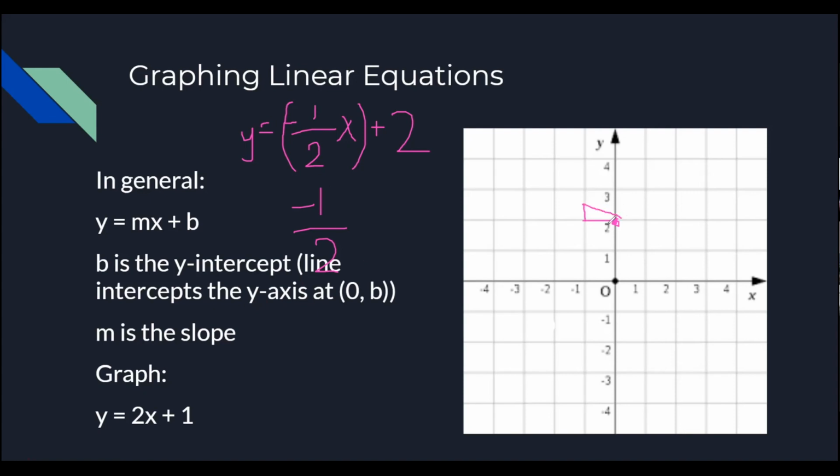Okay, so this is what the line looks like. It passes through (-1, 2.5), passes through (2, 1), passes through (4, 0). It also passes through (-2, 3), and so on. Okay? Does that make sense to everyone? Everyone got it?